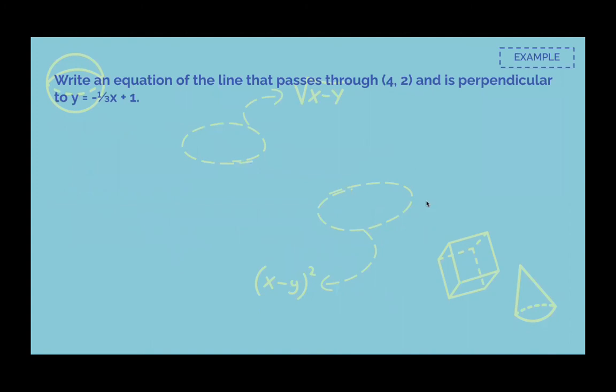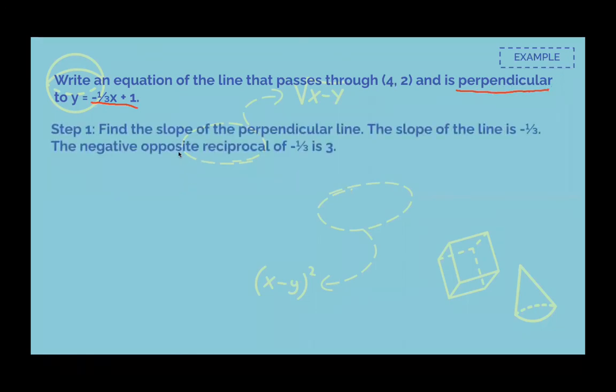Okay, we're going to write an equation of the line that passes through (4, 2) and is perpendicular to y equals -1/3 x plus 1. Similar to some of the previous examples we did, we're actually given an equation this time, and we know that this line is going to be perpendicular. So lay out your slope. The slope of the given line is -1/3.